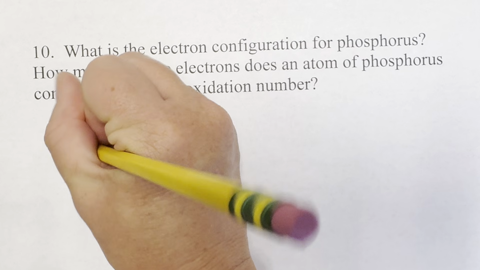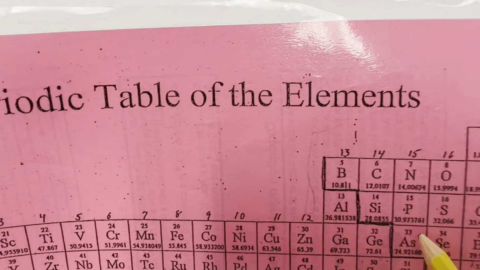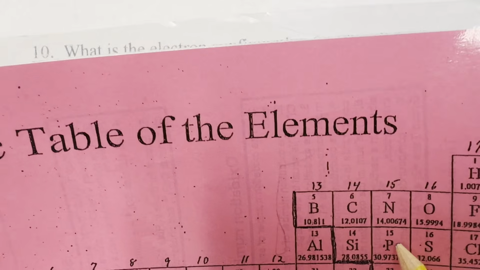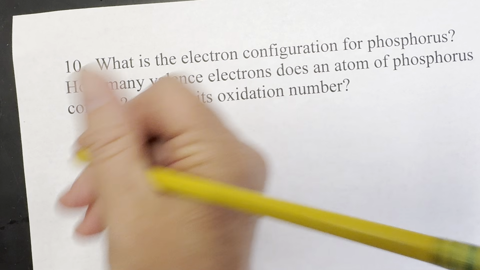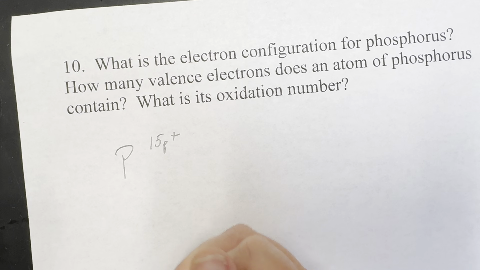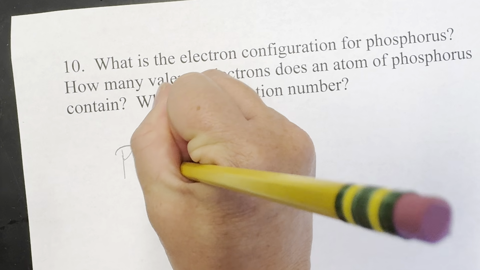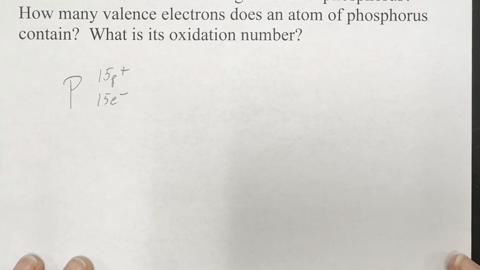So we are dealing with phosphorus. We're gonna look on our periodic table and find P, because that is the symbol for phosphorus. And we see that phosphorus has 15 as its atomic number. So phosphorus has 15 protons, and as a neutral phosphorus atom, it's gonna have 15 electrons. Let's go ahead and talk about electron configuration.